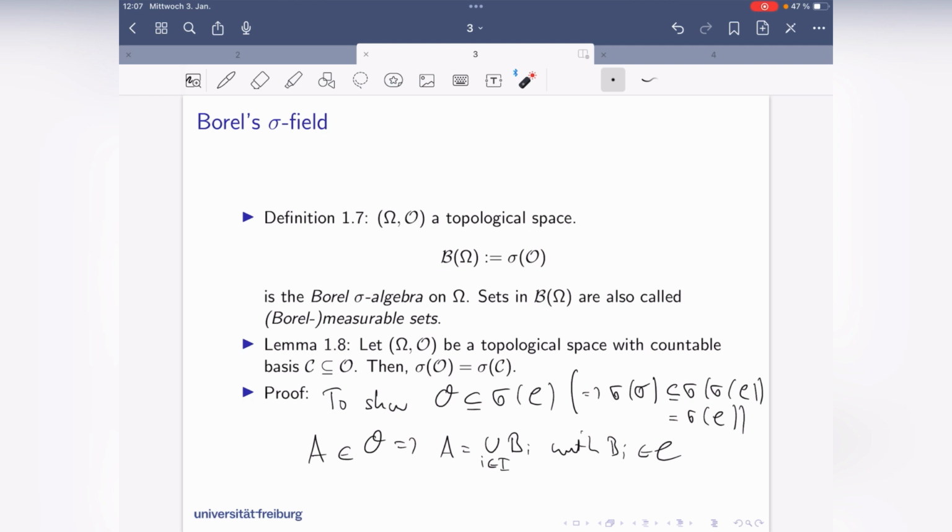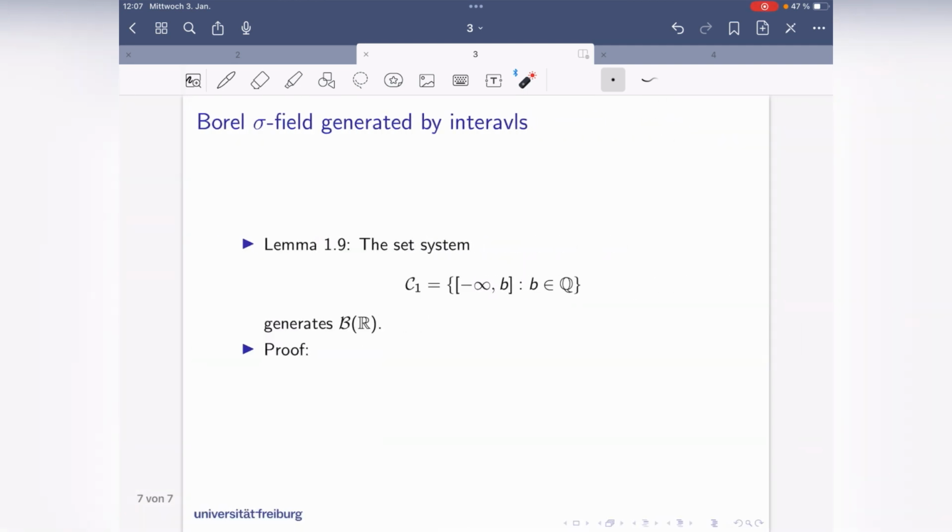So for the last slide now, let's look at our usual topology, which we have on R. And we have a metric, right? R of x and y equals the absolute value of y minus x. This metric defines the topology of all open sets, so the Euclidean topology. Have you heard about this?